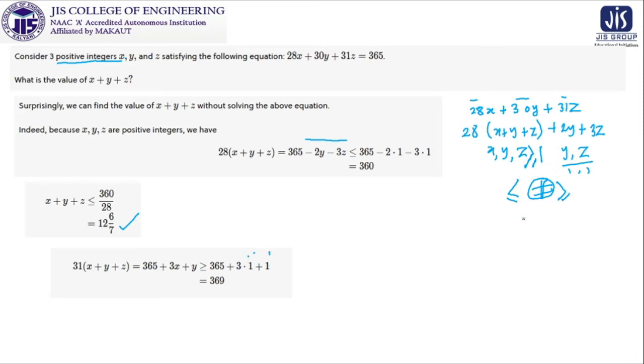1 and 1 with the same logic of this one, and if the values of y and z are growing bigger, then it will be growing bigger and so on. So 31x plus y plus z will be greater than or equal to the value 369, which means it is the least possible value it can have, and it is the highest possible value it can have.